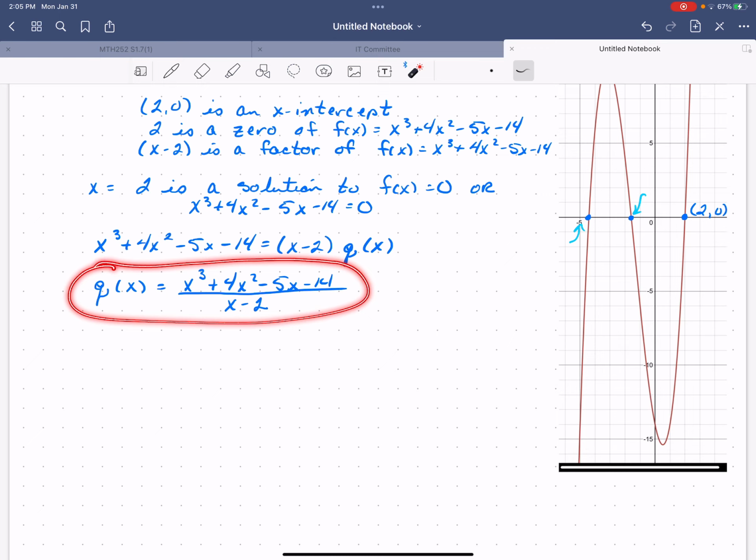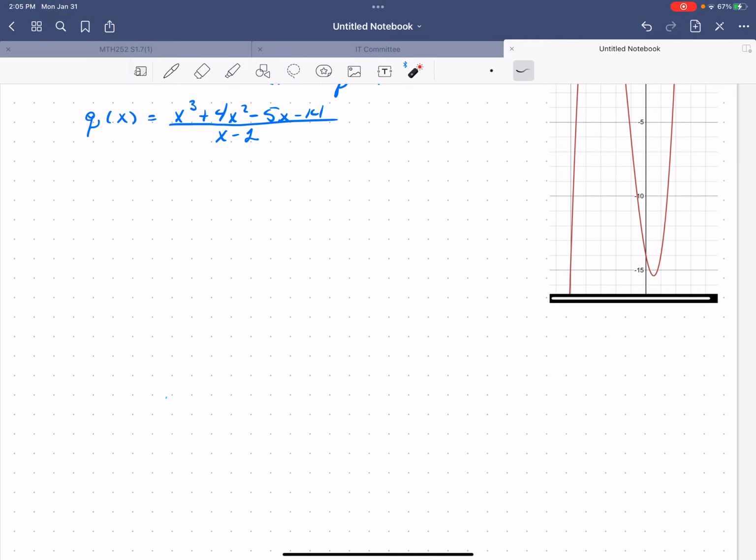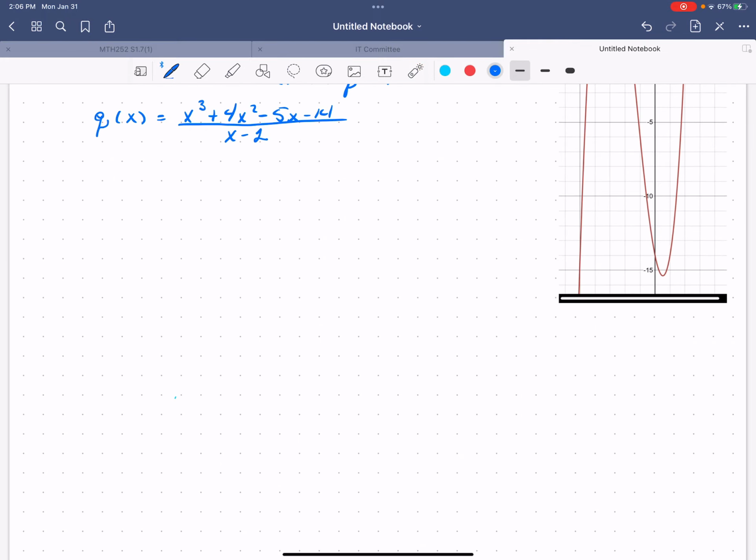Now, this means we have to remember how to do polynomial division. And we carry out polynomial division in much the same way as long division using numbers. So let's talk through how we do this with polynomials. We're going to set up long division, x minus 2, and we're going to divide, it goes on the outside. We're going to put in our division symbol. And then we put inside what we are dividing into.